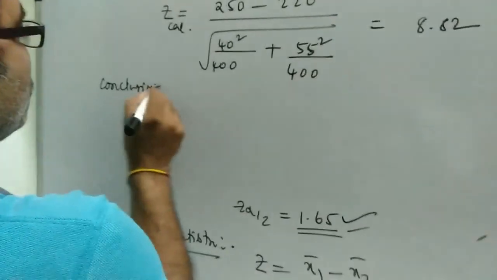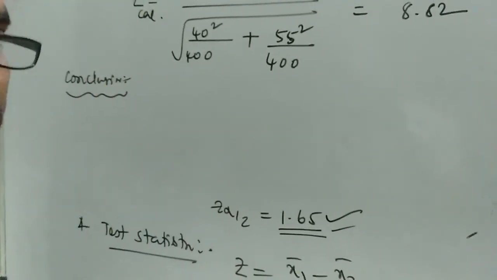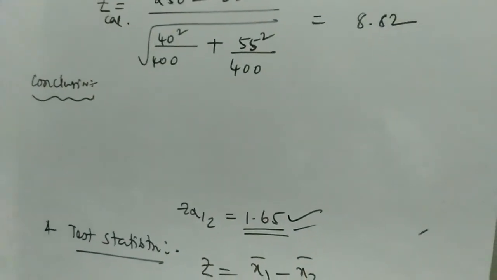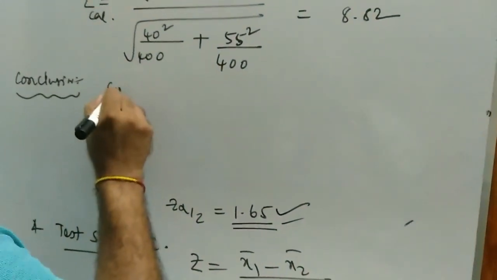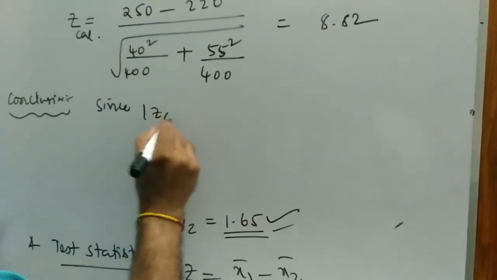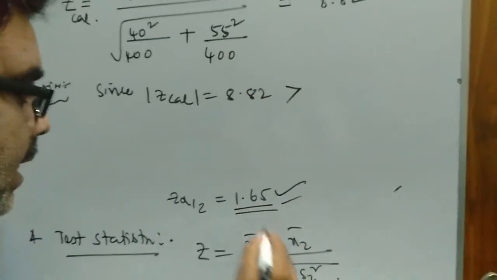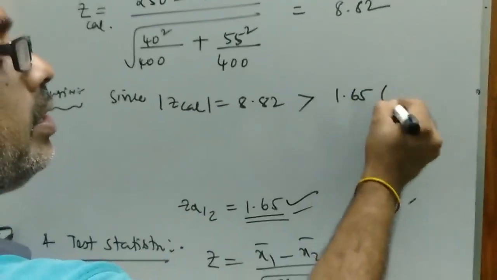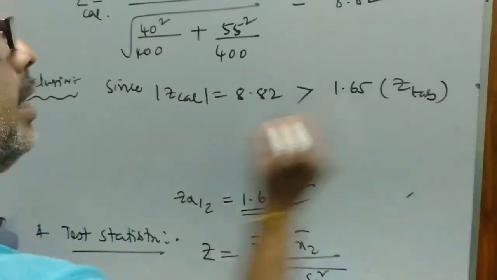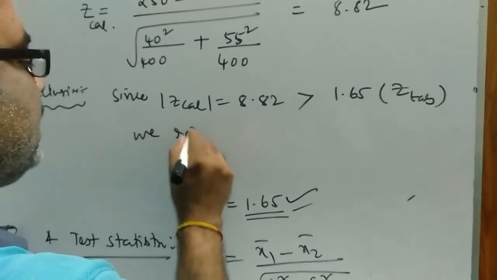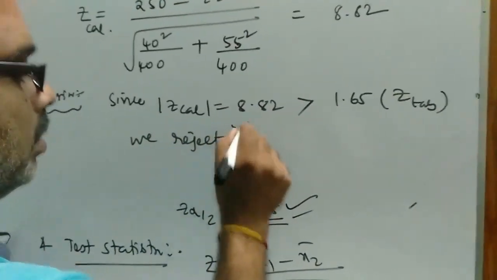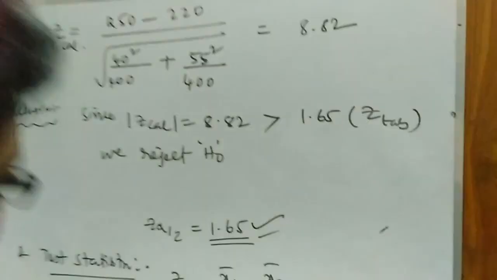Next we go for the conclusion. Conclusion means comparison of the calculated value and the tabulated value. Since mod z calculated is equal to 8.82, which is greater than 1.65, the z tabulated value, we reject H0. H0 ని రిజెక్ట్ చేయాలన్నమాట. H0 అంటే ఏంటి?